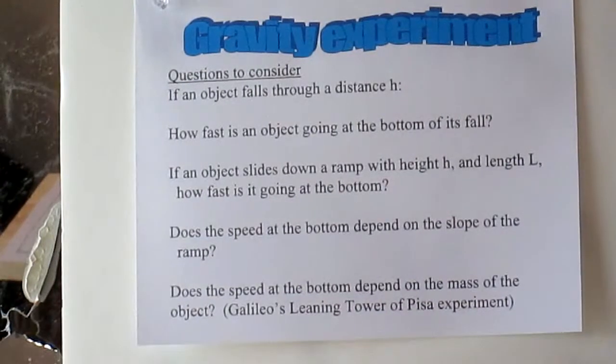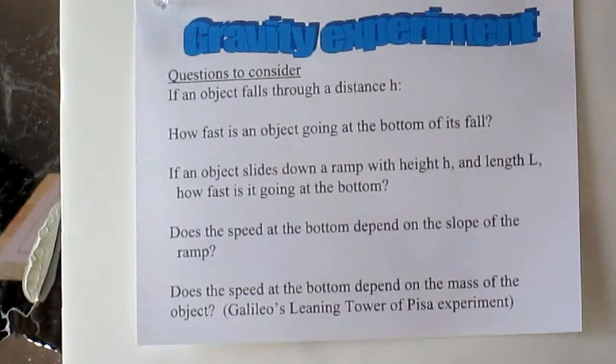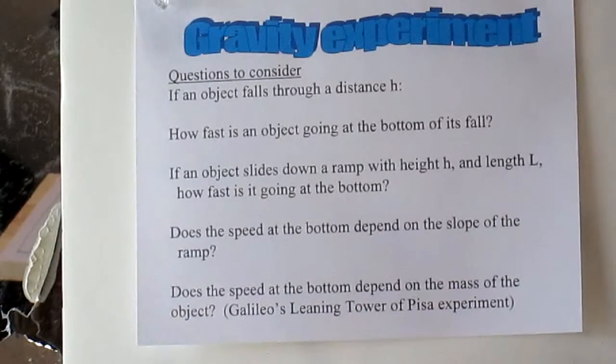We're going to do a gravity experiment to teach you a little bit about the relationship of velocity and the acceleration of gravity. And the question we're going to consider in the experiment is: if an object falls through a distance h, how fast is that object going at the bottom of its fall? What we're going to use in this case is a ramp, not just a direct fall.